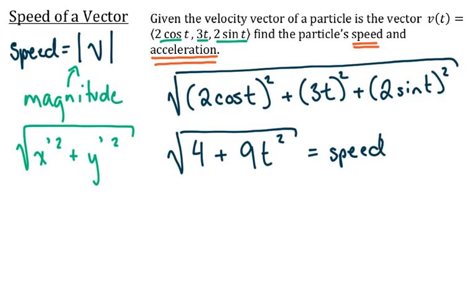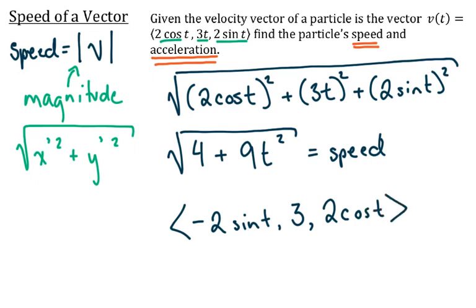Now, for acceleration, because acceleration doesn't have the magnitude or absolute value, we can just take the derivatives of each of those, and for acceleration, the derivative of the first part becomes negative 2 sine t, the derivative of the second is 3, and the derivative of the third is 2 cosine of t. And so again, you can just take each part separately, except for in the case of speed, when you have to deal with the magnitude.